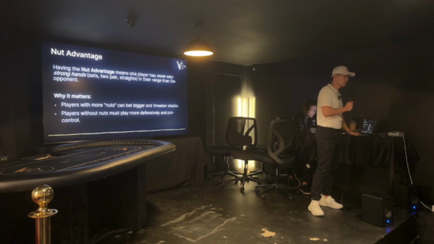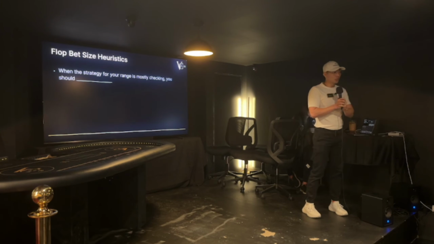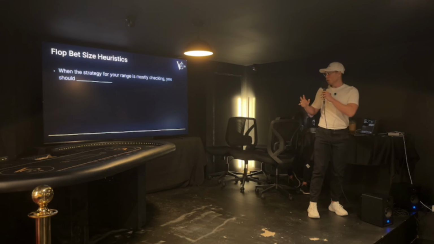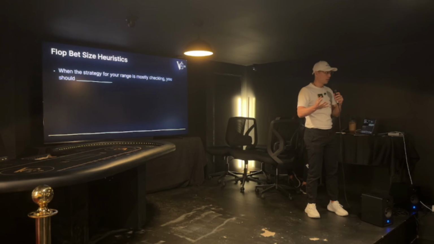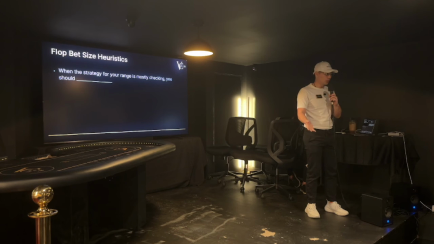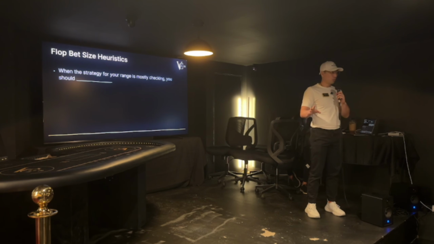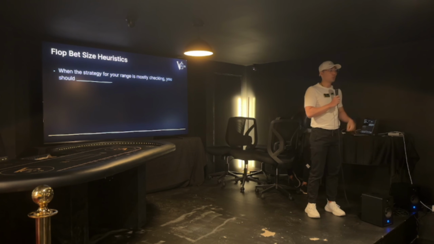Good question. Okay. So now we're getting into the actual flop bet sizing heuristics. Let's assume the strategy on a certain board is going to be mostly checking. So for whatever reason, our opponent has the range advantage and the nut advantage, and so we want to be checking a lot on this board. On those boards, how do you think that then influences our bet sizing? When we choose to bet, how big should we be betting?